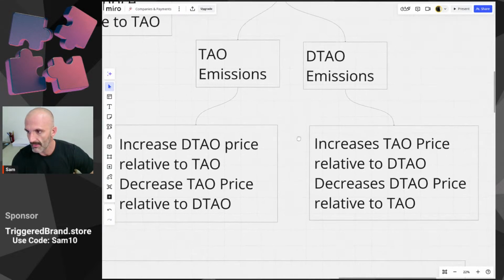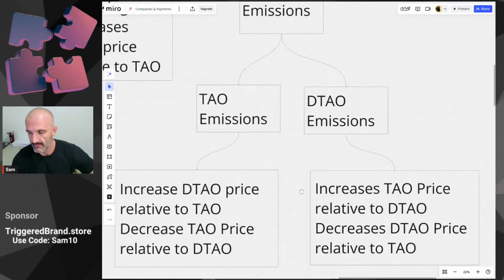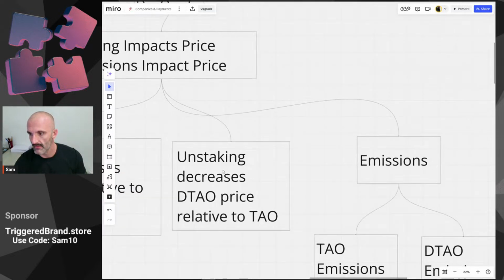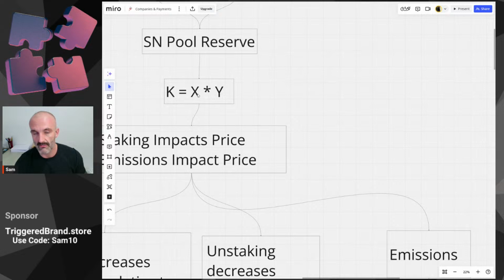So when you think about this, there's emissions in the system. Those emissions, if there are TAO emissions into the system, then that's going to increase the price of the subnet token. Because in this formula here, you're basically adding more X to this formula. So the constant is going to change, but effectively the proportion is going to be different. So the math on this leads to an increase in DTAO price, right?